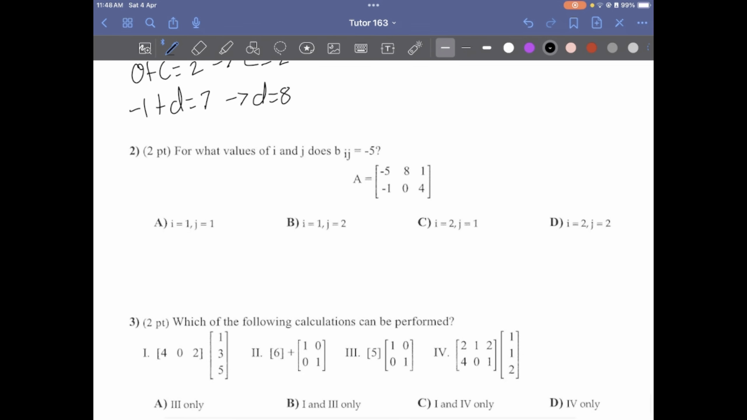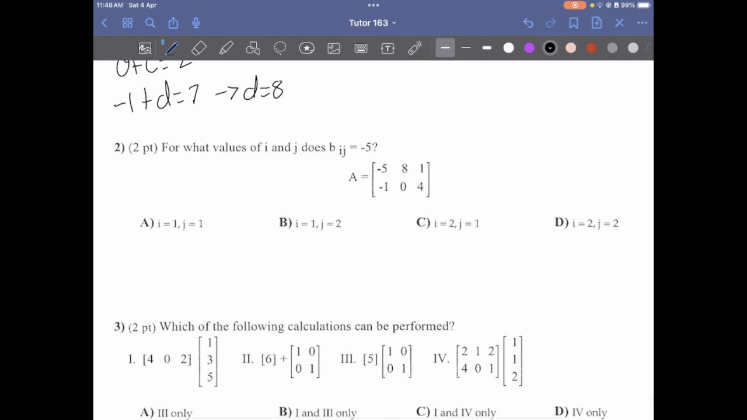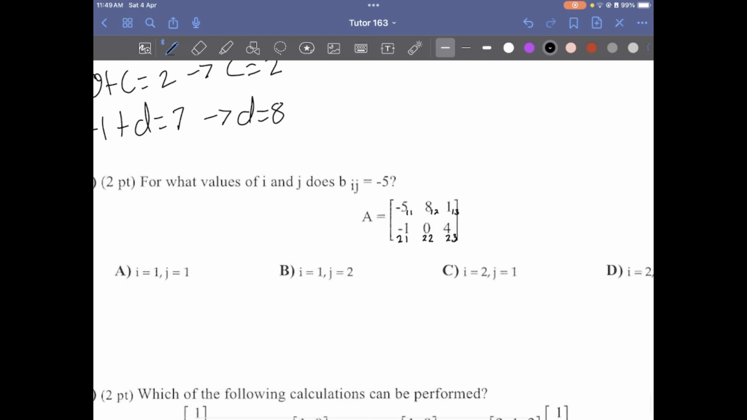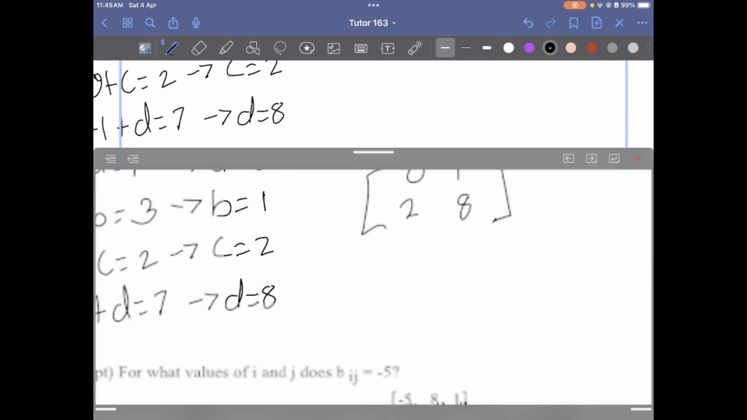For what values of i and j does b_ij equal negative 5? So you have to know how B is set up. This is where i is 1, j is 1. This is where i is 1, j is 2. This is where i is 1, j is 3. This is where i is 2, j is 1. i is 2, j is 2. i is 2, j is 3. Okay, so for what values of i and j does b_ij equal negative 5? That'd be 1 and 1.